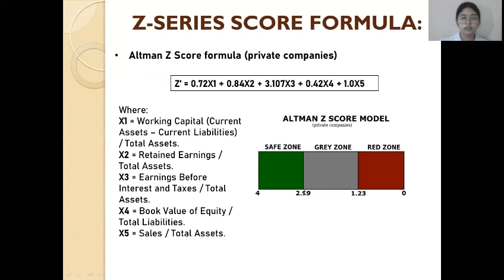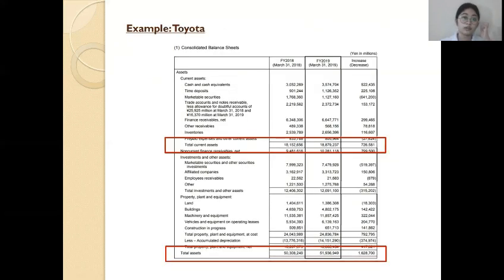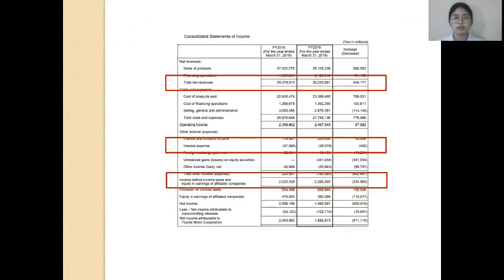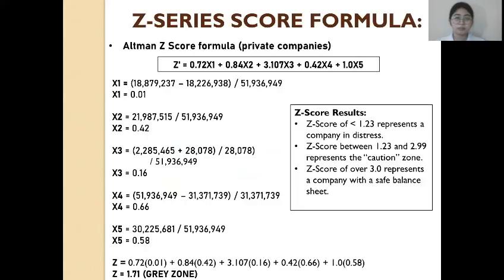For example, we have here the Toyota financial statements in year 2019, and we will be using the same components, which are the total current assets 18.8 million, total assets 51.9 million, total current liabilities 18.2 million, total liabilities 31.3 million, retained earnings 21.9 million, total revenues 30.2 million, interest expense 28,000, income before taxes 2.2 million. Then the same process, all we have to do is to substitute it to the formula.